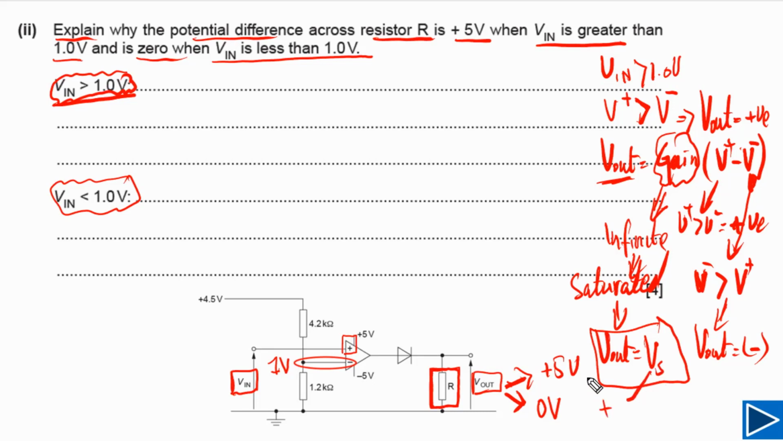In this case, as you can see, the power supply is 5 volt and minus 5 volt. So it will be 5 volt or it will be minus 5 volts. So these are the main concepts we need to understand. If we understand these concepts, then we simply need to understand how to write a proper answer. Now let's try to write a proper answer.